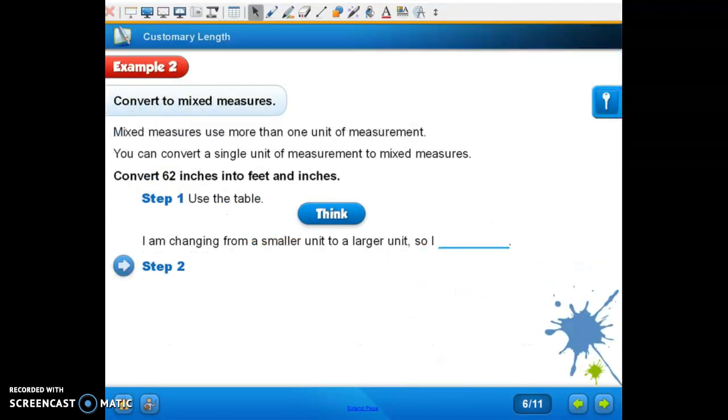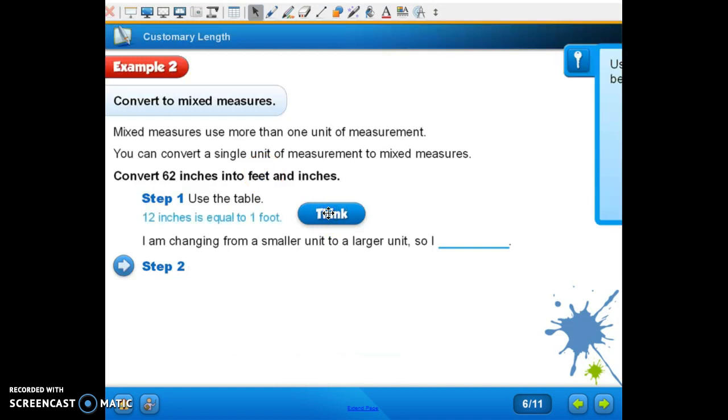Okay, now at example 2 on the bottom of page 406, it says mixed measures use more than one unit of measurement. So, like you might be 4 feet 6 inches tall. So you used feet and inches. Okay? You can convert a single unit measure to mixed measures. Convert 62 inches into feet and inches.